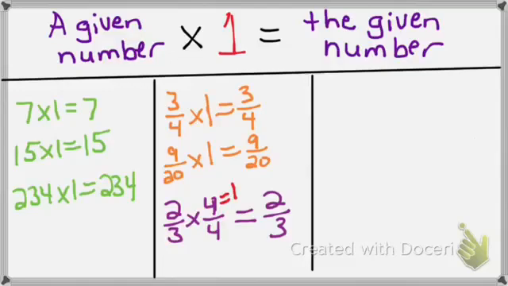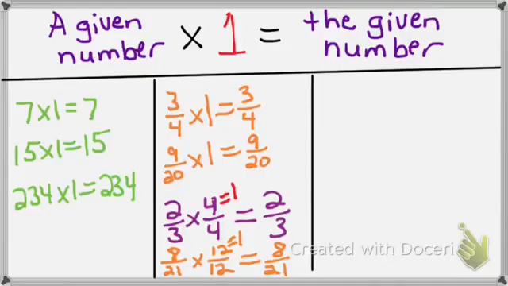Let's take a look at one more fraction example. What if my given number was 8/21, and I multiplied it times 12/12? Well, 12/12, numerator and denominator are the same, so 12/12 equals 1. It's the same thing as saying 8/21 times 1, which equals 8/21. So anytime you're multiplying a number by 1 or a value that's equal to 1, your answer will be the given number.